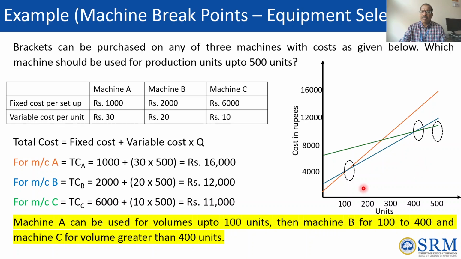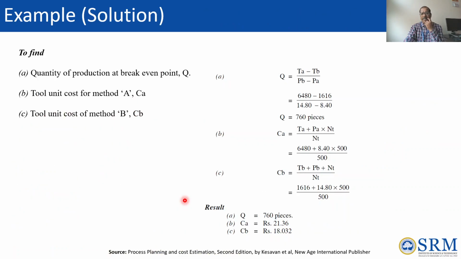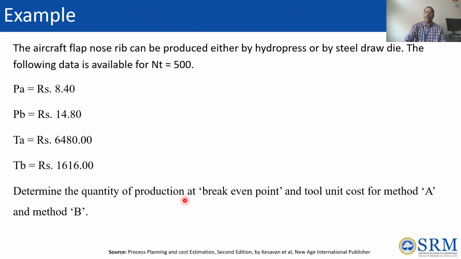So by drawing that, some intersections happen, right? This intersection point tells us that up to this quantity is good for machine A. From here to here is good for machine B. Within this range of numbers, it is better to go with machine B. Then beyond that point, if you want to make more, we should go with machine C. So this is also one of the examples for break-even analysis. With that, I would like to wind up unit number 1.